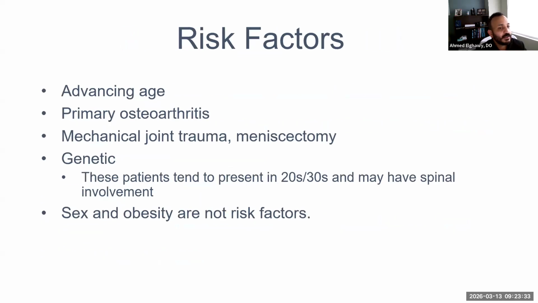These patients are at risk of getting pseudogout as they get older, from primary osteoarthritis, from mechanical injuries, meniscectomies. Those who develop it in their spine may have a genetic component, but as opposed to gout and rheumatoid arthritis, sex and obesity are not associated risk factors. It's really just more from wear and tear most of the time.